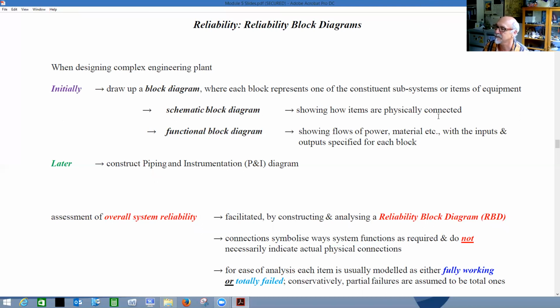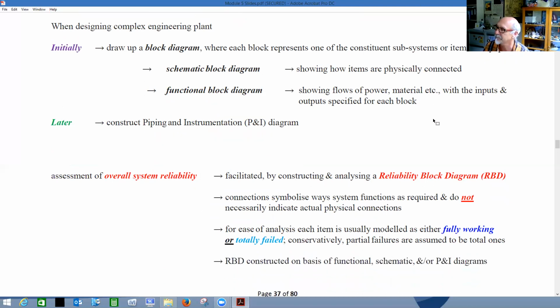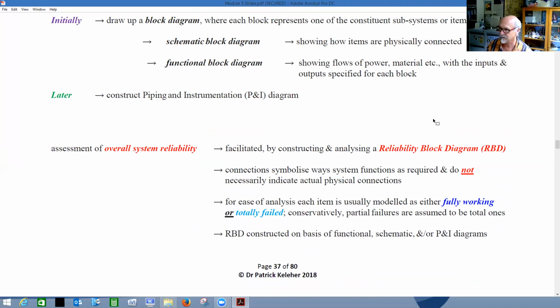So you have an assessment of the overall system reliability when you do that, and that can be facilitated by constructing and analyzing a reliability block diagram. Connections symbolize ways the system functions as required and do not necessarily indicate actual physical connection. So it's a representation. Now, for ease of analysis, each item is usually modeled as either fully working or totally failed. So conservatively, partial failures are assumed to be total ones.